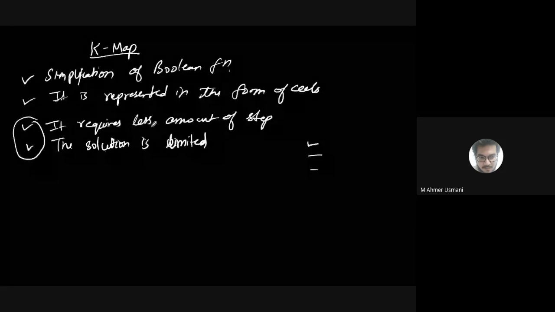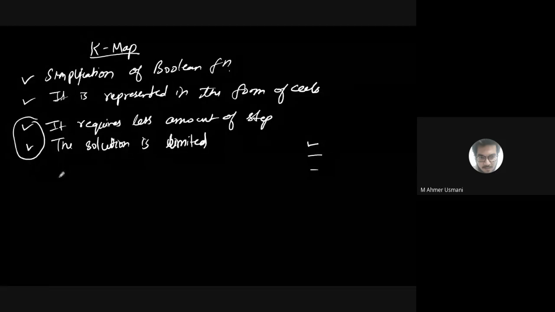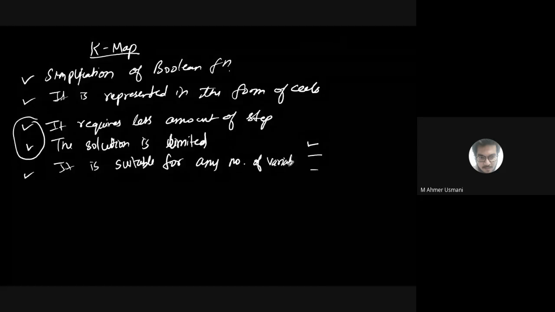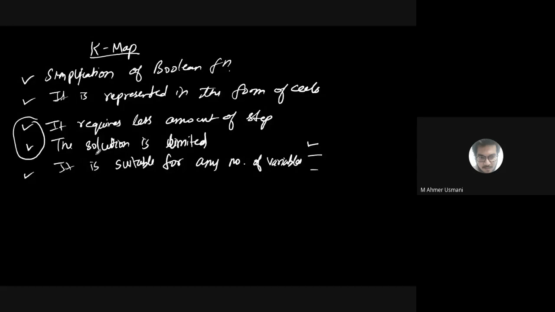Another drawback of Boolean algebra was it is only good if you're working with a Boolean function which has two variables or three variables. With more than three variables, it is quite difficult to use Boolean algebra. In K-map, you can use any number of variables. So that is again one of the points that you can write down. It is suitable for any number of variables. This is again one of the advantages that K-map has over the Boolean algebra.